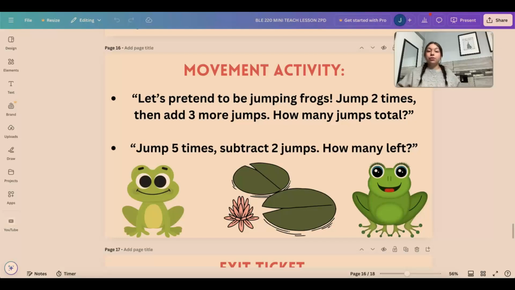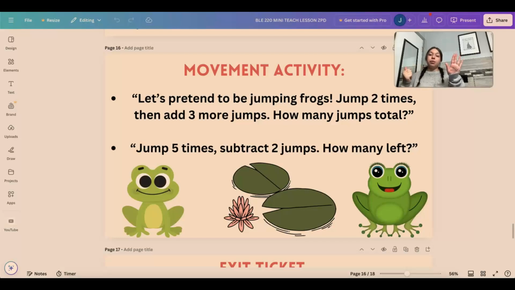All right, let's do, says jump 5 times, subtract 2 jumps. How many left? All right, let's go ahead and try this out. So let's jump 5 times. 1, 2, 3, 4, 5. Then it says subtract 2 jumps. So we have to go backwards, right? So let's take 2 steps back. 1, 2. Okay, so we had 5 jumps in total, but we had to go back 2 jumps.